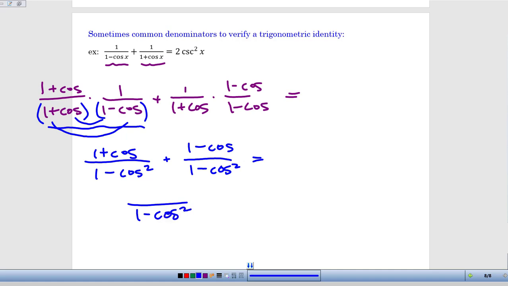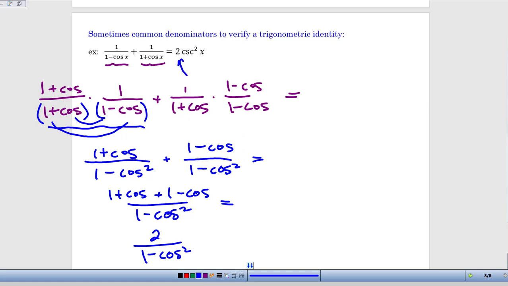And then up in the numerator, we can write everything all together: 1 plus cosine plus 1 minus cosine. Hopefully we can see that in the top we can gather like terms. 1 plus 1 gives us 2. And then that positive cosine and that negative cosine cancel each other out. So all we're left with is the 2 up in the numerator. And then in the bottom, I still have this 1 minus cosine squared. So I can see the 2 has popped up.